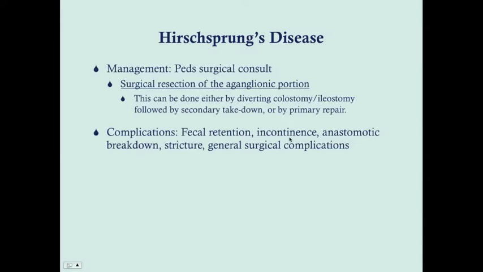Okay, so to manage this, you're going to get pediatric surgery on board. They'll probably want you to get a rectal biopsy just so you can hammer down that this is 100% Hirschsprung's disease. And then they're going to resect the aganglionic portion. They do it a little bit differently if it's a child or neonate or infant. So that's really at the call of the surgeon. You don't have to worry about that.